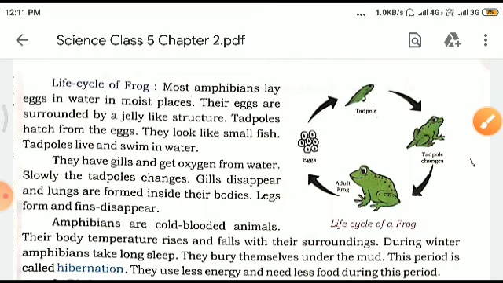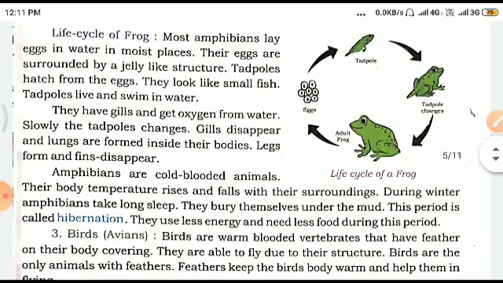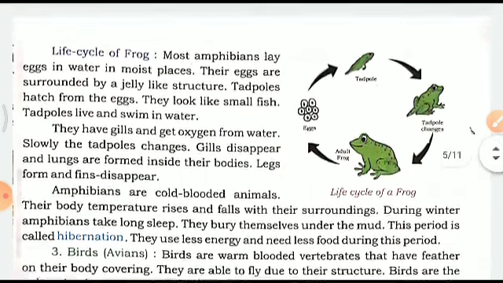Now, they have gills and get oxygen from water. Slowly the tadpoles change, gills disappear and lungs are formed inside their bodies. Legs form and fins disappear, right? Amphibians are cold-blooded animals. Their body temperature rises and falls with their surroundings.